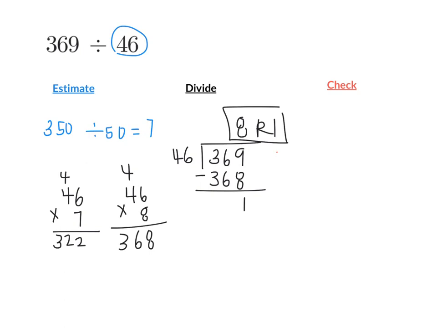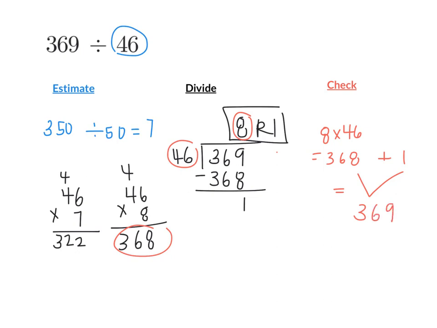Now let's check our work. We are basically taking 8 times 46. So we know that 8 times 46 is equal to 368. That's our divisible part. Our remainder part is 1, and 368 plus 1 does add up to 369, which is our whole. So check. I think our answer is correct.